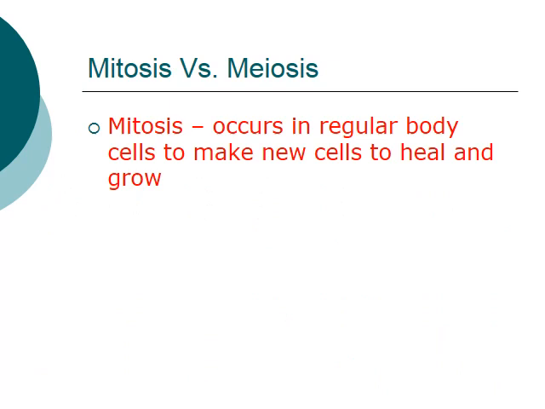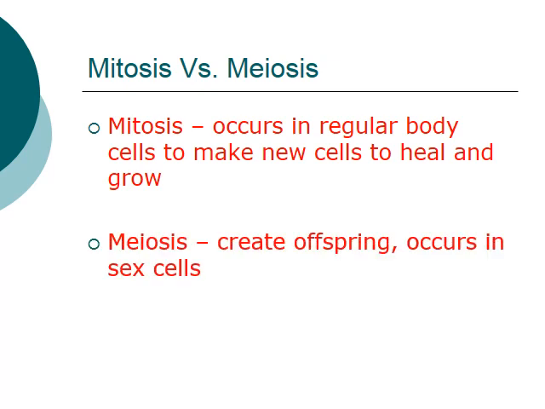Okay, so one thing to remember, mitosis occurs in regular body cells to make new cells, such as when we hurt ourselves or if we're growing. And meiosis is only to create offspring. This only occurs in sex cells. And one interesting thing is that meiosis happens for girls, this all happens in utero. Like all of our eggs that we're ever going to have are already born with us. So this happens when we're still in our mom's tummy. Whereas men, they can create sperm all the time.